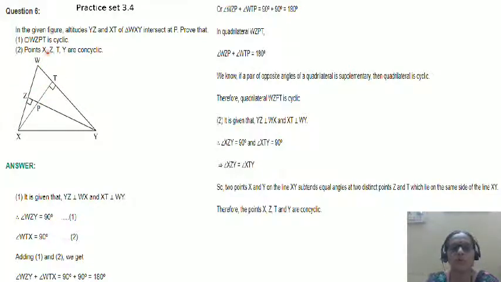Okay. Now observe the second part. YZ is perpendicular to WX and XT is perpendicular to WY. So here angle XZY is 90 and angle XTY is also 90. So you have two congruent angles on the same side of line XY, according to the definition we have seen. So these points are concyclic. Which points? X, Z, T, Y are concyclic points. Okay.